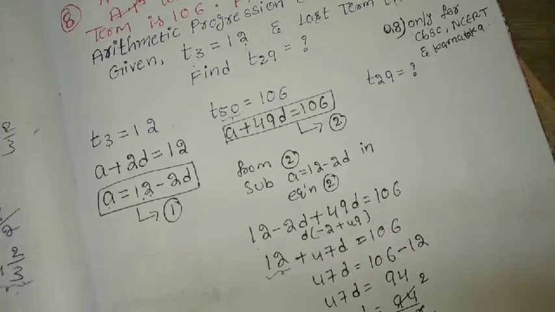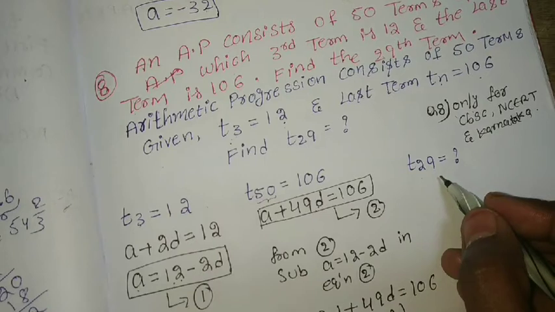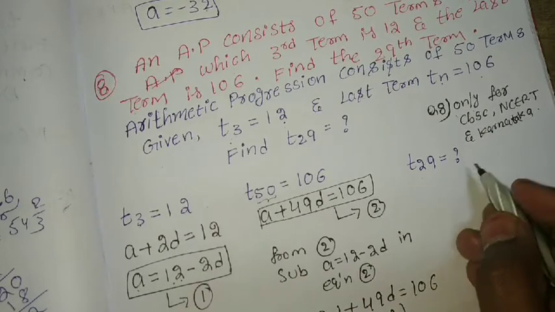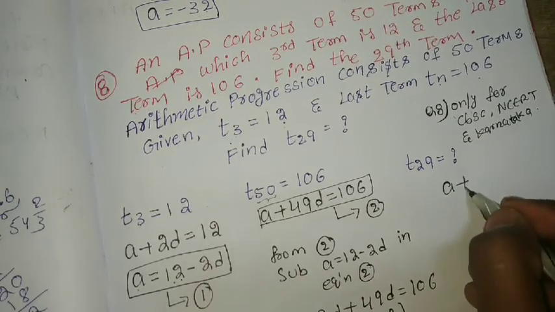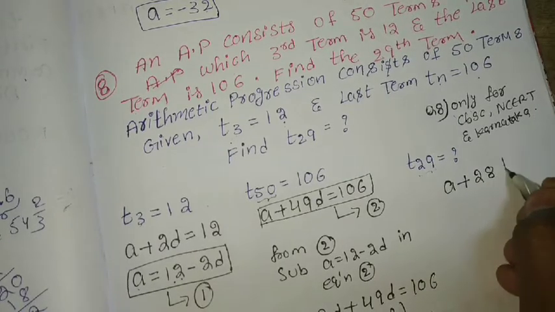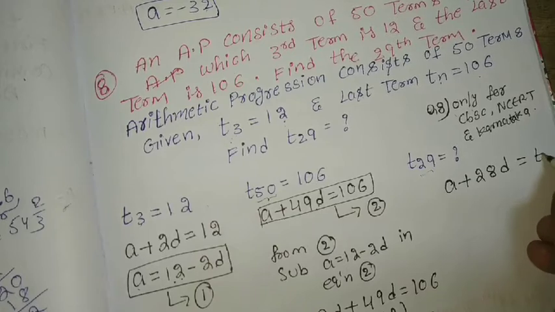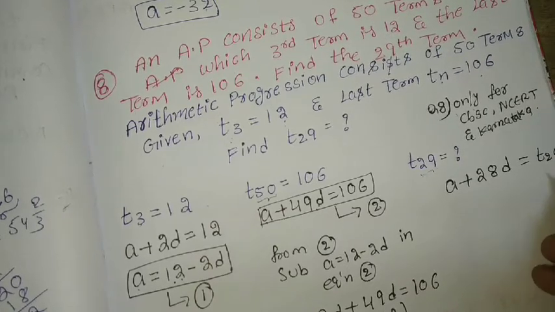Understand? So what do we need to find? We need to find term 29. What is the formula of term 29? That is a plus the preceding number of 29, which is 28d. A plus 28d is equal to term 29.